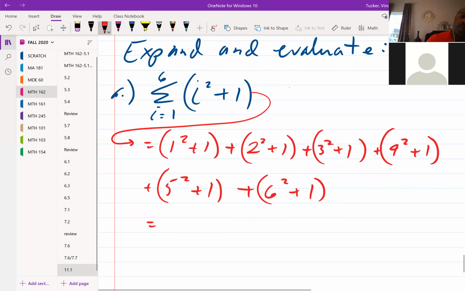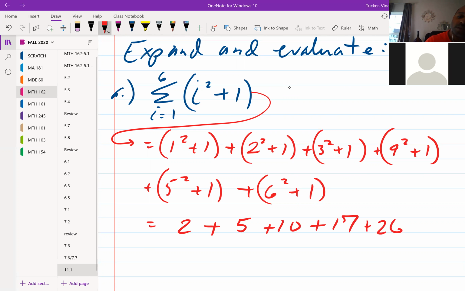So 1 squared plus 1 is 2. 2 squared plus 1 is 5. 3 squared plus 1 is 10. 4 squared plus 1 is 17. Then we have 25 plus 1, which is 26. And 37. And that'll be 97.